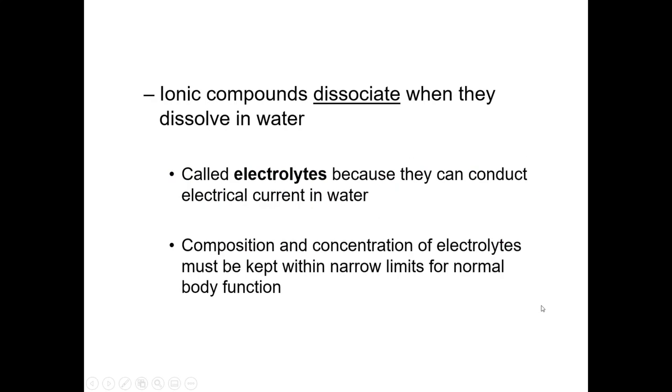Ionic compounds dissociate when they dissolve in water. Okay, that makes sense too, because salt, table salt, can dissolve in water. There you go. These are called electrolytes because they can conduct electrical current in water. Composition and concentration of electrolytes must be kept within narrow limits within our body for our body to function correctly. We do not want our electrolytes getting all crazy, or we will not be doing well. We have a very narrow limit of movement for these electrolytes within our body.